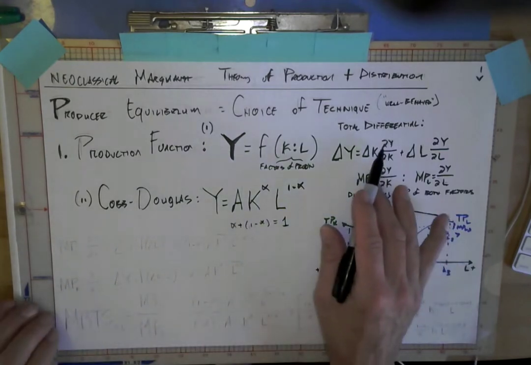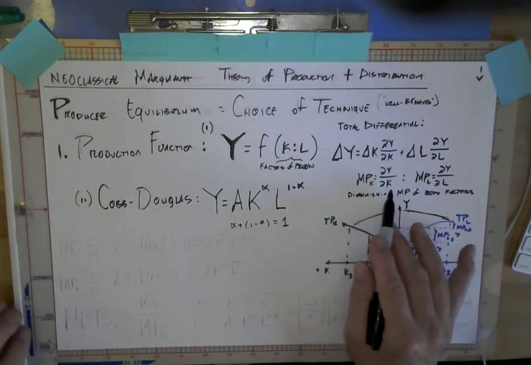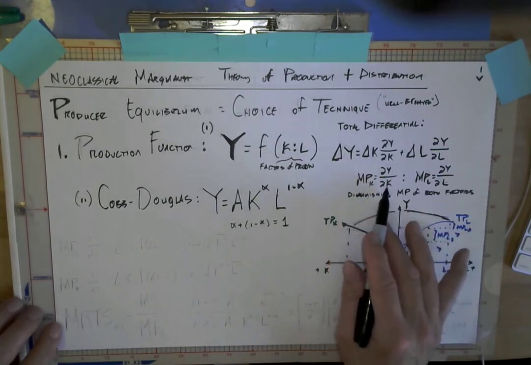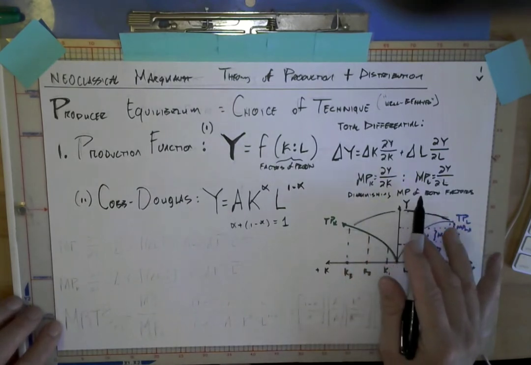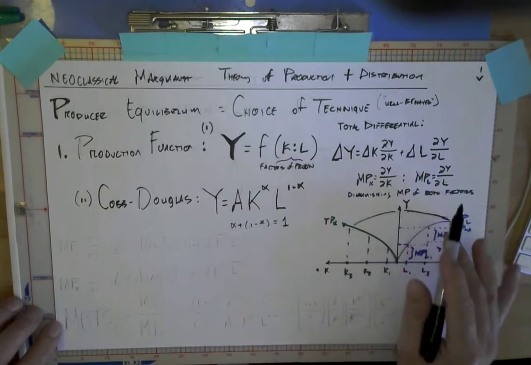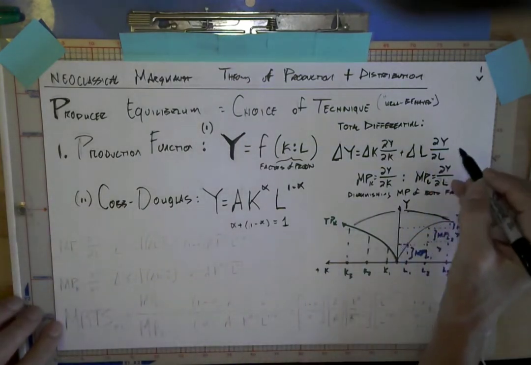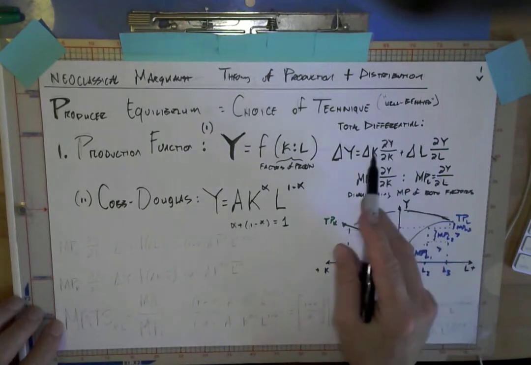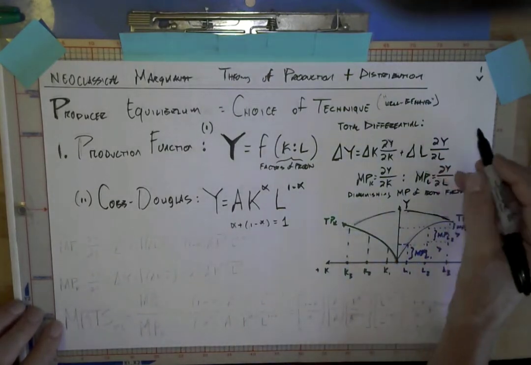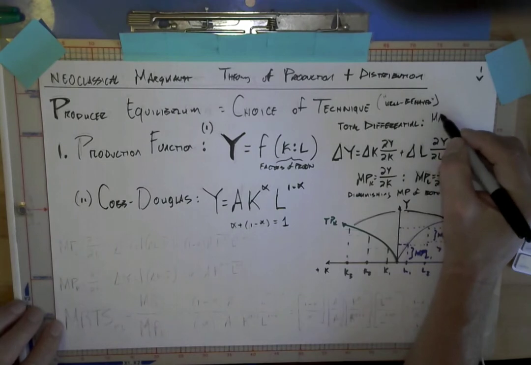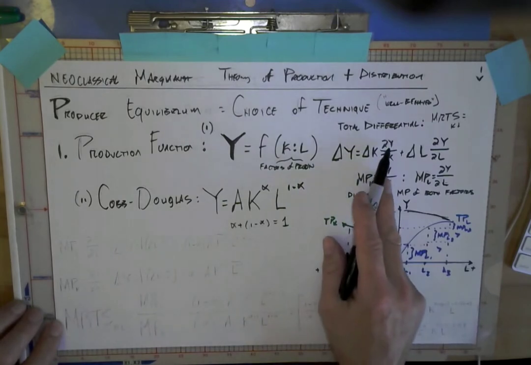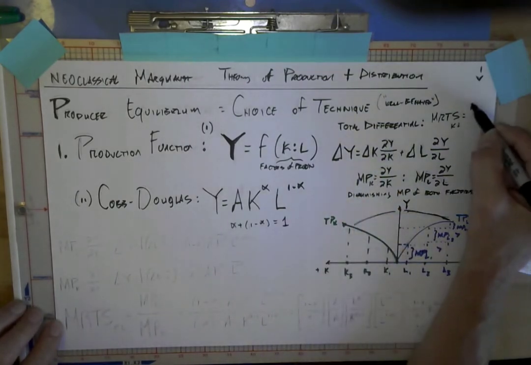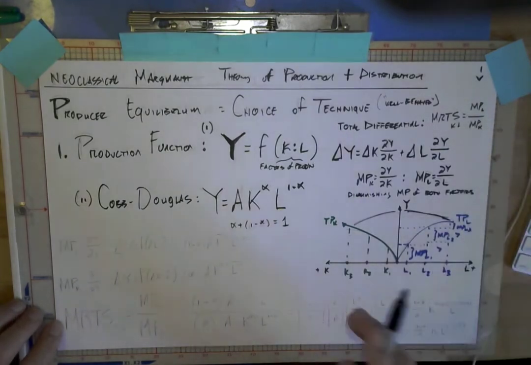In the last video I introduced that the marginal product of capital is equal to the partial derivative of the production function with respect to capital, and the marginal product of labor is the partial derivative of the production function with respect to labor. What I didn't say, and what we're going to introduce right here, is that the ratio of these two is the marginal rate of technical substitution. The marginal rate of technical substitution of capital for labor is equal to the marginal product of labor divided by the marginal product of capital. And I'll talk about that.